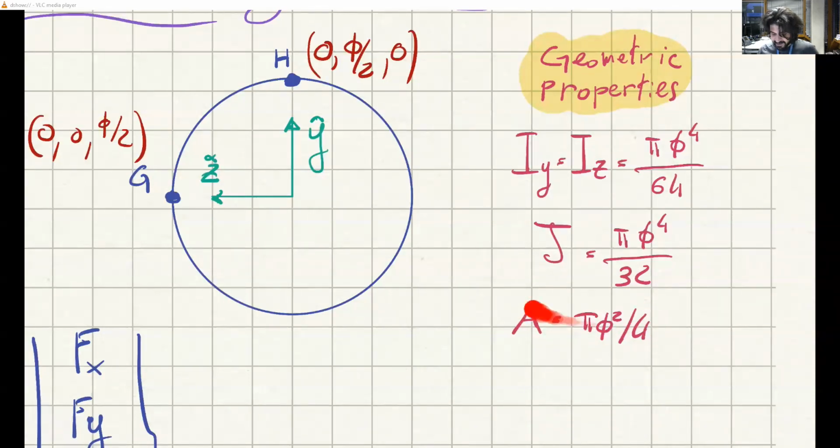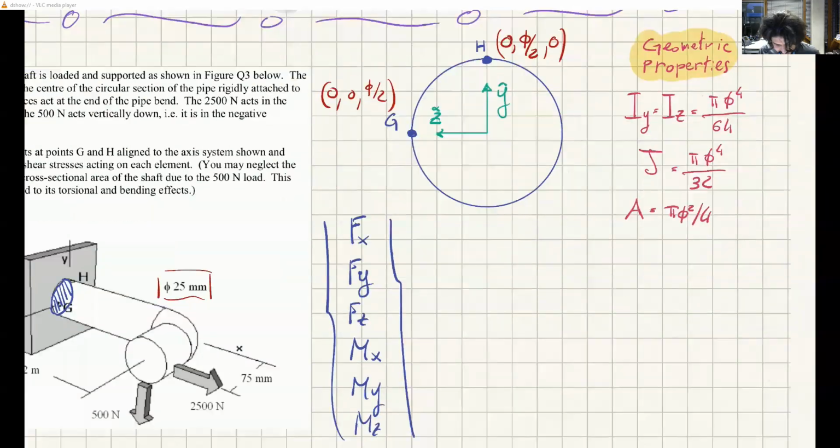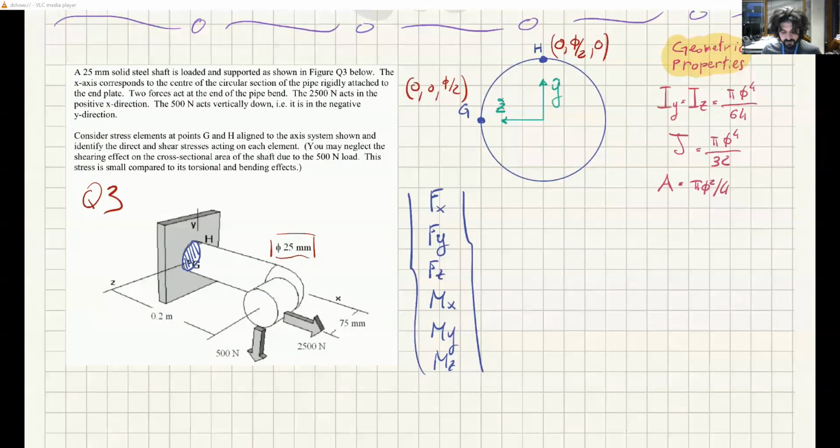Of course, finally, the area of a circle is just pi diameter squared divided by 4. Now, we want to find what is the stress state at G and H, and we also want to draw it on an infinitesimal element. So how do we go about that?